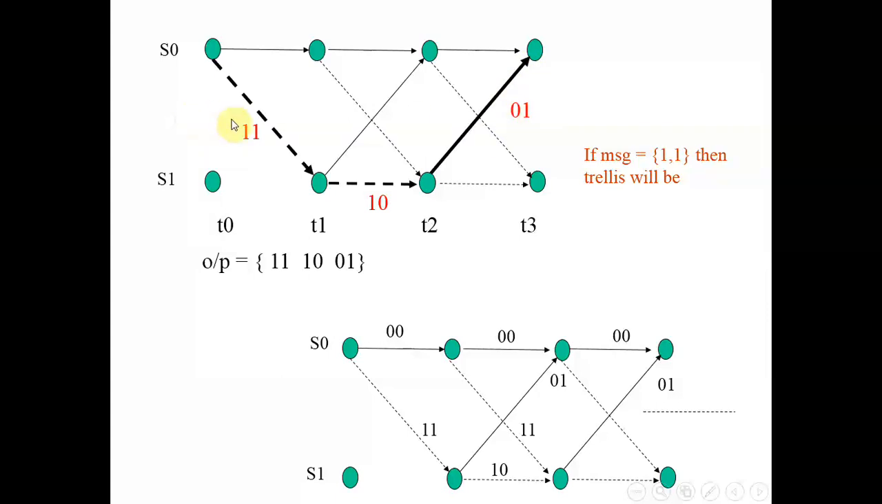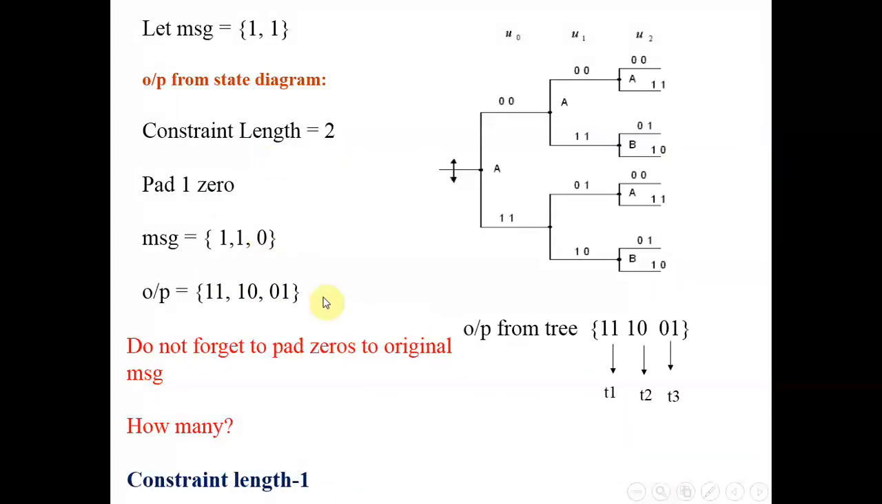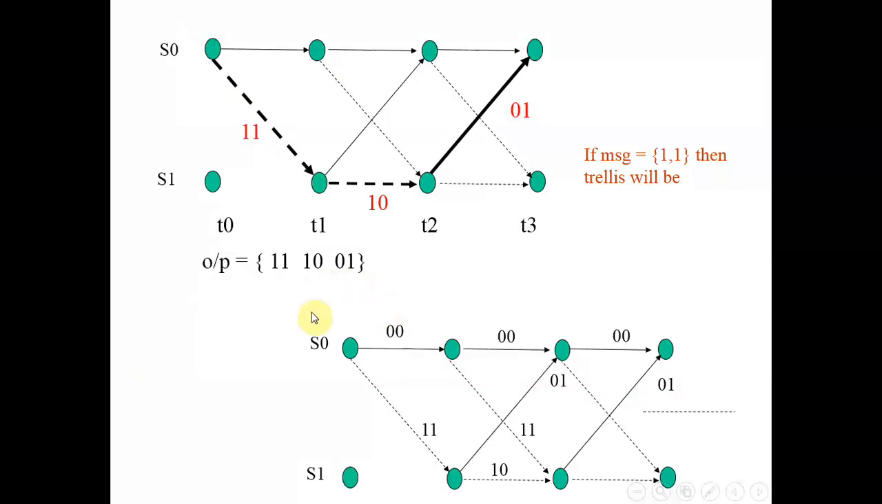So what is the output again? 1 1 1 0 and 0 1. So using all the 3 representations, we have encoded the message, which is 1 1, and we got this particular output. This is the way to encode any message. Just see the transition, move to the next state, and see what the output is during the transition.